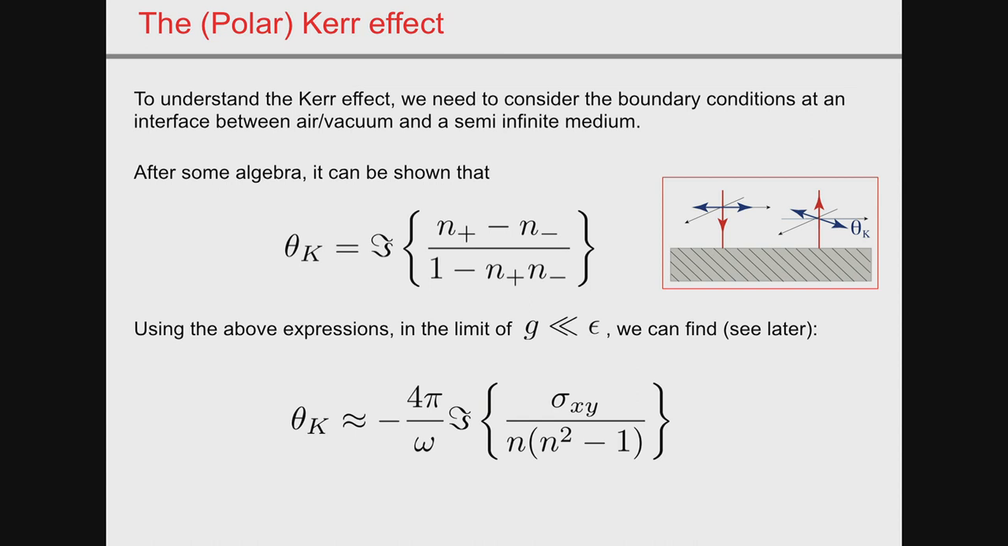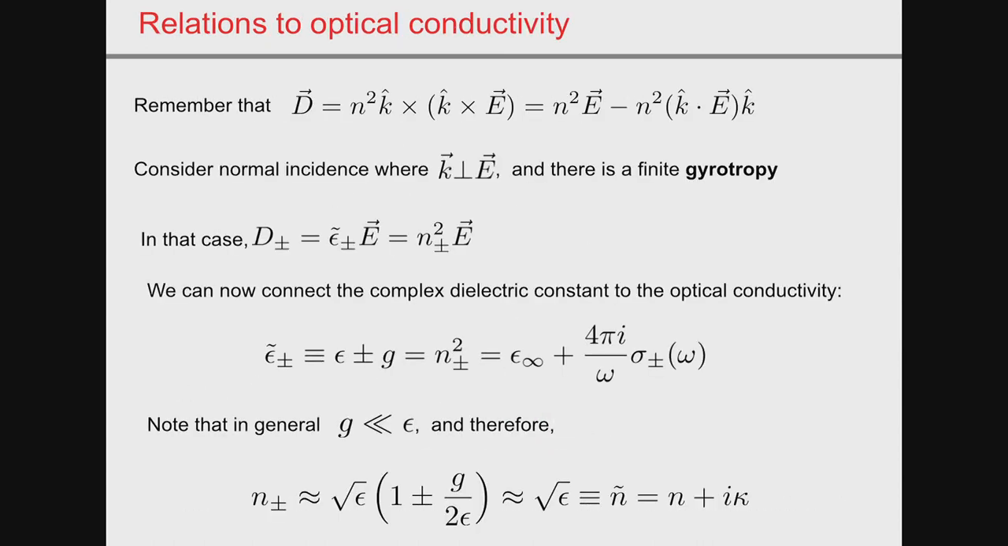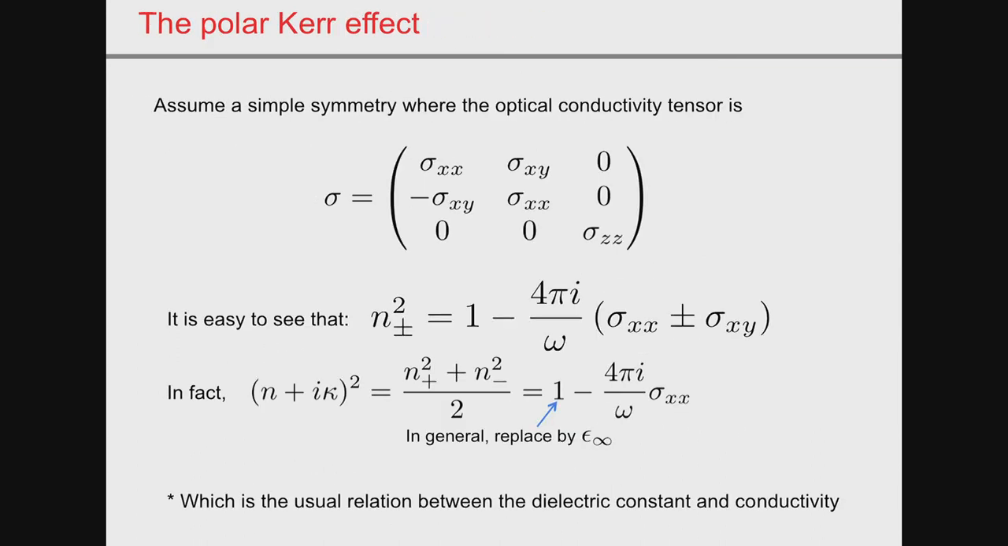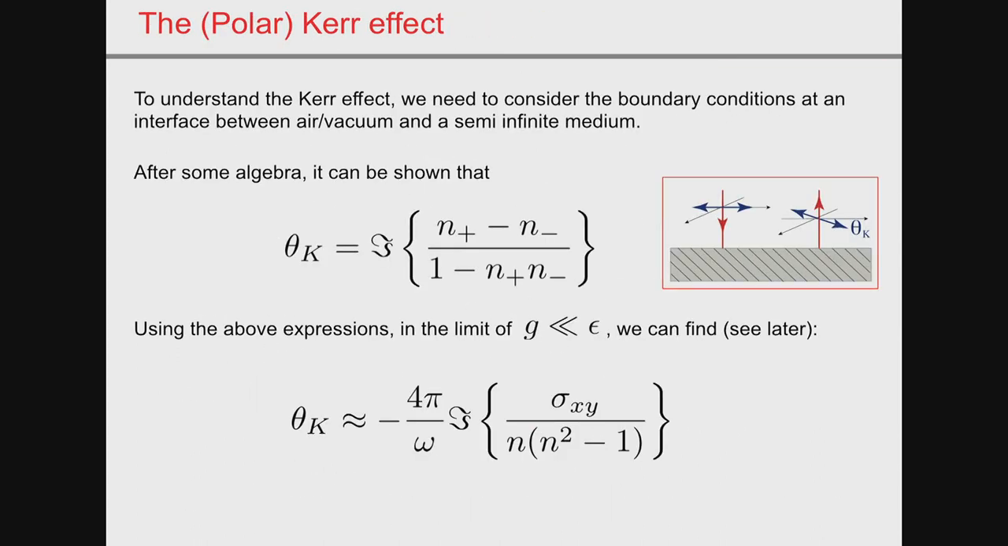By the way, if you didn't notice, in the case of the Faraday effect, when G is much smaller than epsilon, you mostly measure the real part. I think it was here somewhere. Yes, it's the real part. Faraday and Kerr angle can then be related via Kramers-Kronig relations in that limit.